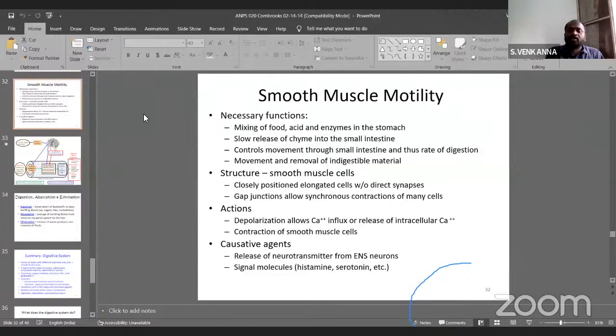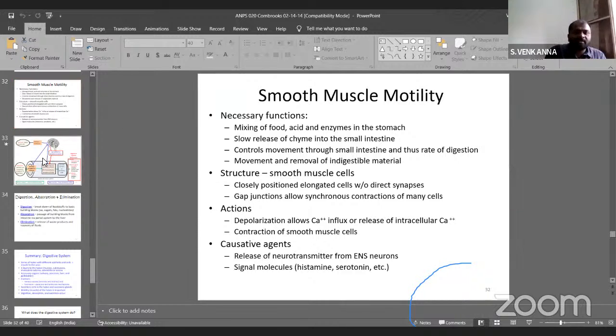Closely postulated elongated cells, directly connected by synapses and gap junctions, allow synchronous contractions in the cells. Then action potential depolarization allows calcium influx and release of intracellular calcium, causing contraction of smooth muscle cells. The next one, causative agents: release of neurotransmitters from ENS neurons and signal molecules like histamine and serotonin.